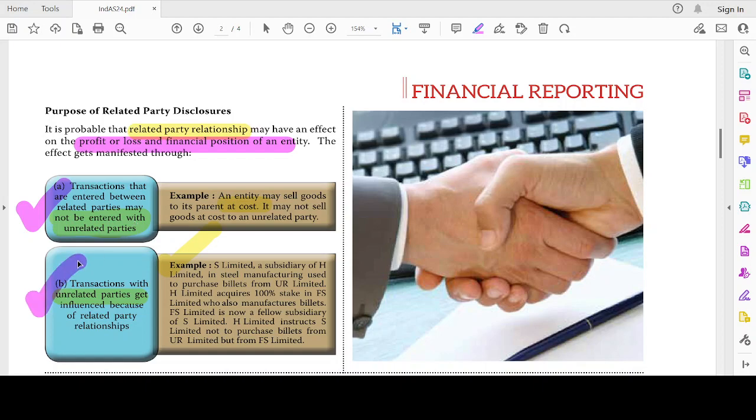This is a transaction entered into between related parties which may not be entered into with unrelated parties. Transactions with unrelated parties also get influenced because of the related party relationship. For example, there is a company called S Limited, a subsidiary of H Limited.